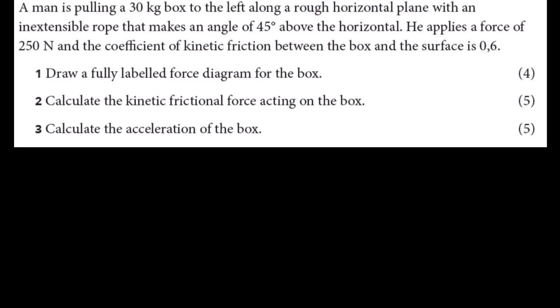The question says a man is pulling a 30 kg box to the left along a rough horizontal plane with an inextensible rope that makes an angle of 45 degrees above the horizontal. He applies a force of 250 newtons and the coefficient of kinetic friction between the box and the surface is 0.6.